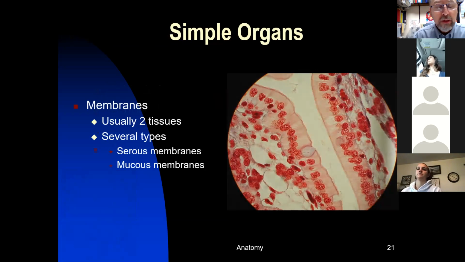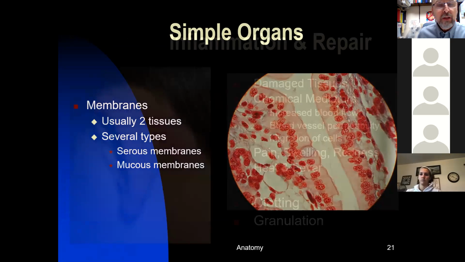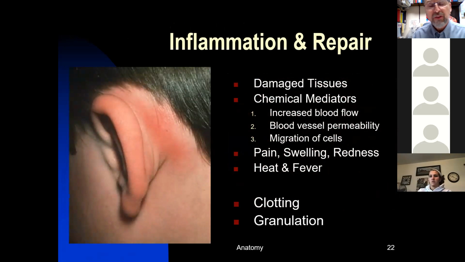And so organs are just combinations of tissues. The simplest organs are membranes. There's a membrane here, one layer of cells, and underneath is another layer, a connective tissue layer. And here's a nice picture of the membrane there. Functional parts of organs are tissues. Tissues are just groups of similar cells.